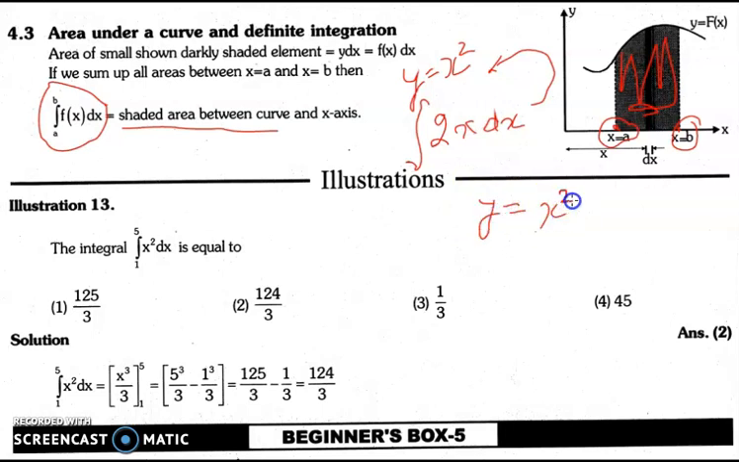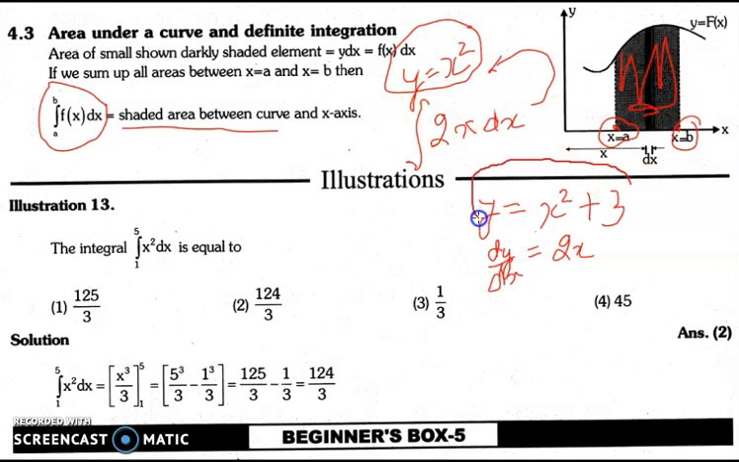Let us try to now differentiate x square plus 3. Again, when you will find the derivative of x square plus 3, it will be same as that of 2x. So I hope you are getting my point, that the same answer is coming out when we are trying to differentiate either y is equal to x square or y is equal to x square plus 3, that is 2x.